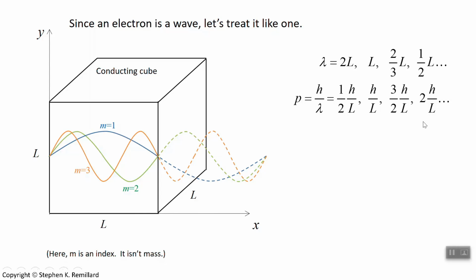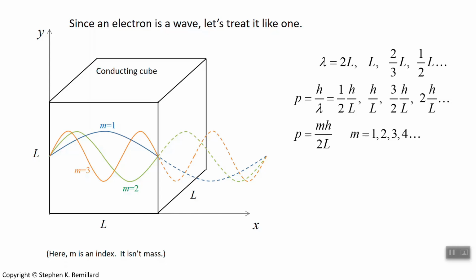There's a pattern here. I'll say what it is. You have 1 over 2 times h over L, 2 over 2 times h over L, 3 over 2 times h over L, 4 over 2 times h over L. Momentum is m over 2 h over L, where m is an integer, 1, 2, 3, 4, up to an extremely large number. This is the resonant condition for a particle in a conducting cube.